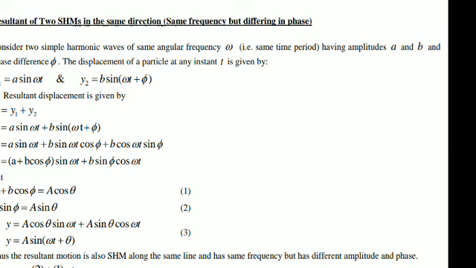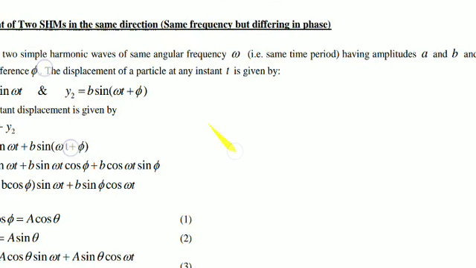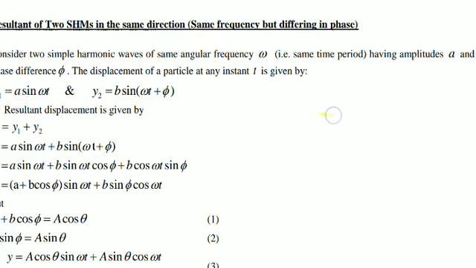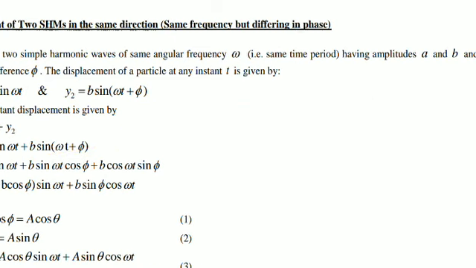Suppose there is a particle in space at this particular position, and two simple harmonic motions are moving in the same direction and reaching this particular point in space. Then what will be the resultant displacement of that particular particle? So that we have to see under this particular heading.